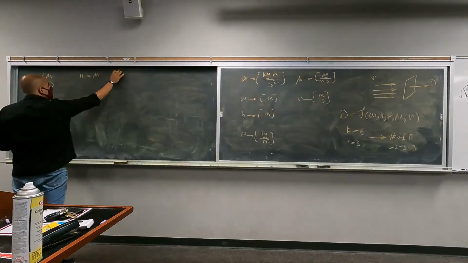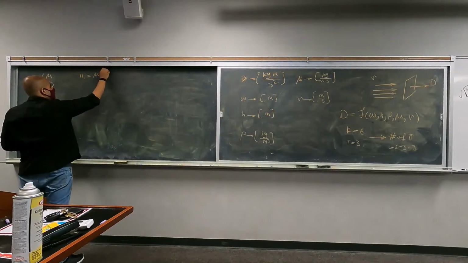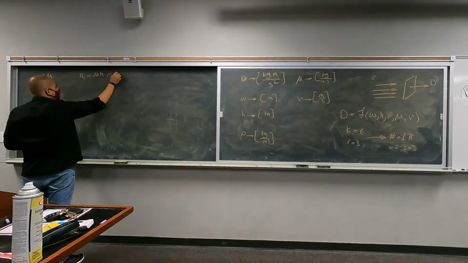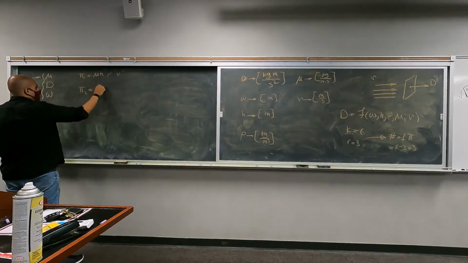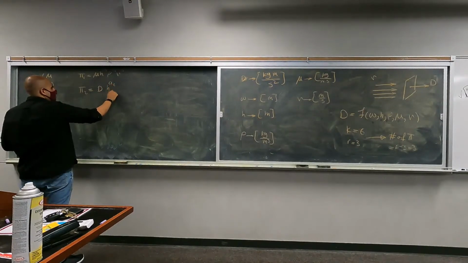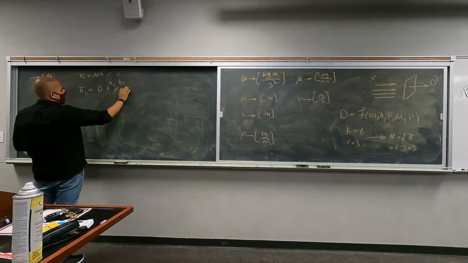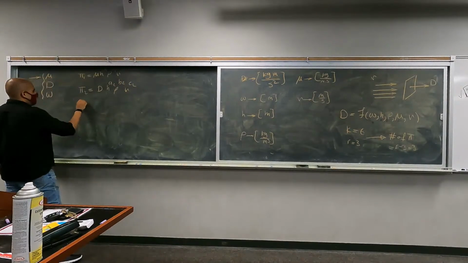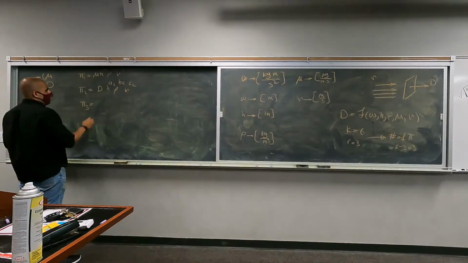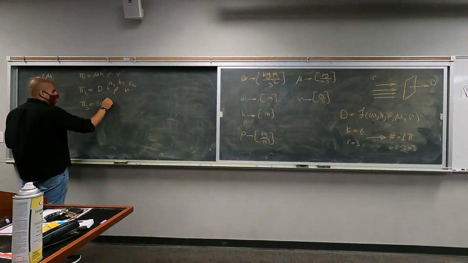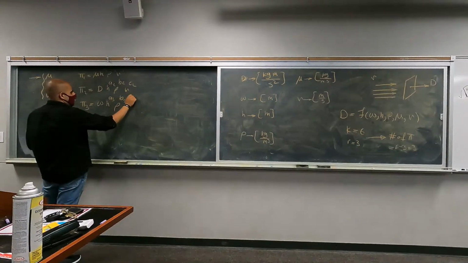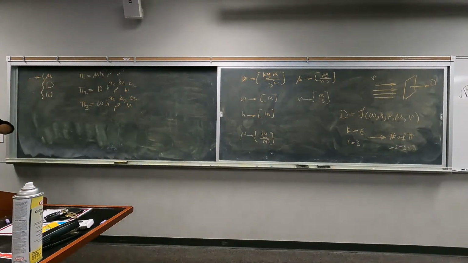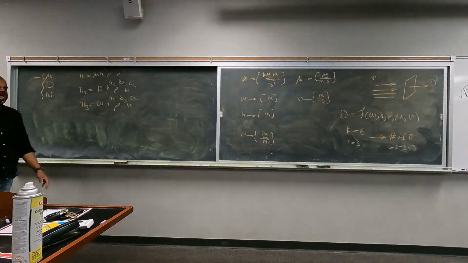So pi 1 equals mu, h to the power a1, rho to the power b1, and v to the power c1. Pi 2 is going to be equal to d, h to the power a2, rho to the power b2, and v to the power c2. Pi 3 is going to be equal to your width, h to the power a3, rho to the power b3, and v to the power c3. And you can just do the rest to find the pi parameters.